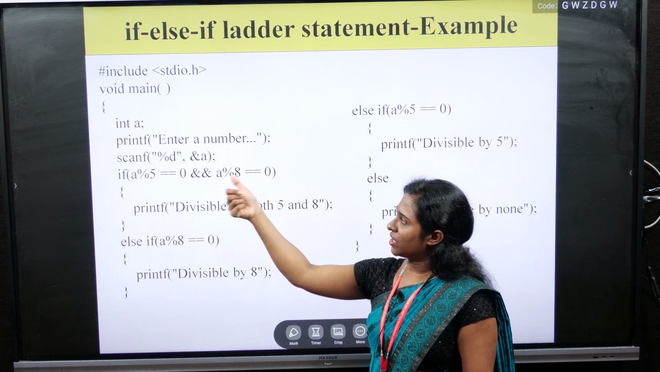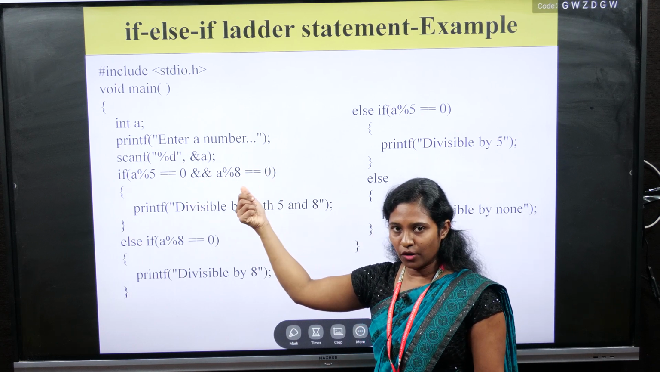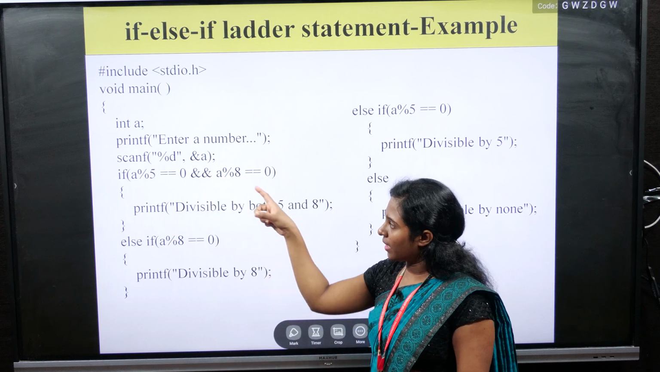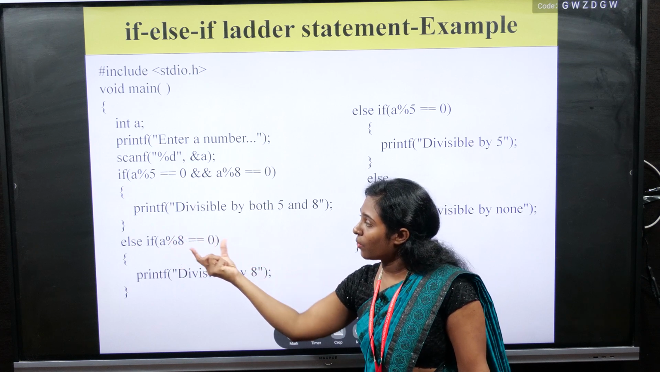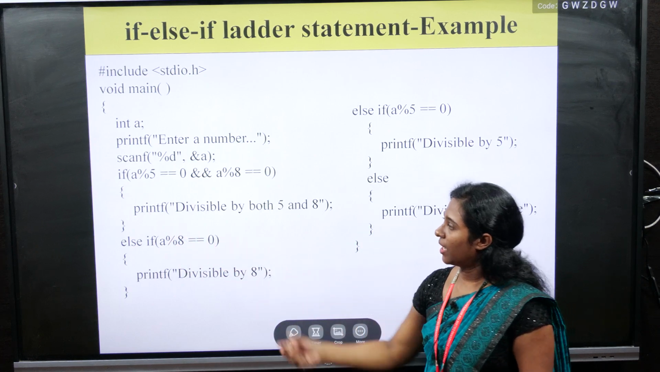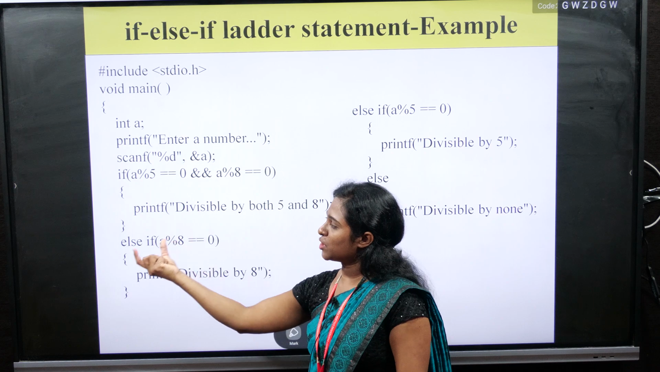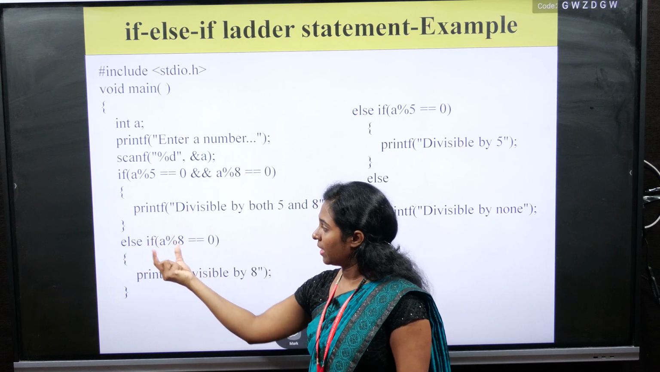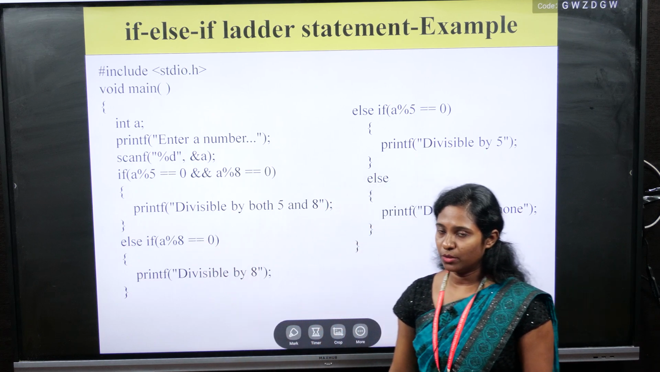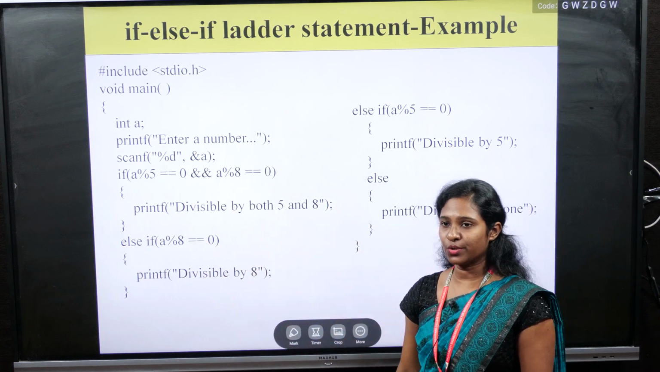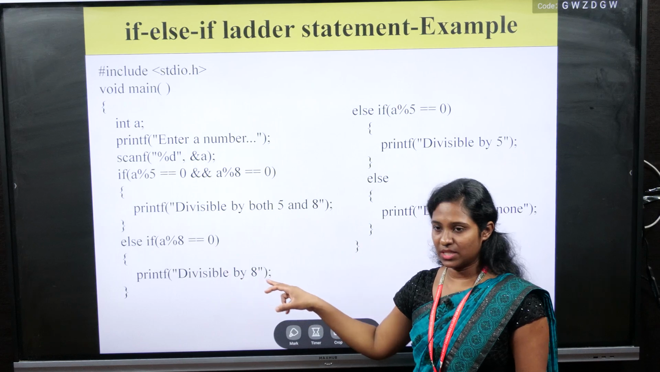Suppose at least one of these conditions is false or both are false, in that case you will come out of the if body, and there you have one more condition to be checked, else if. That condition is put inside the else if part. So else if a modulus 8 is equal to 0. If this condition is true, then we can say that it is divisible by 8.